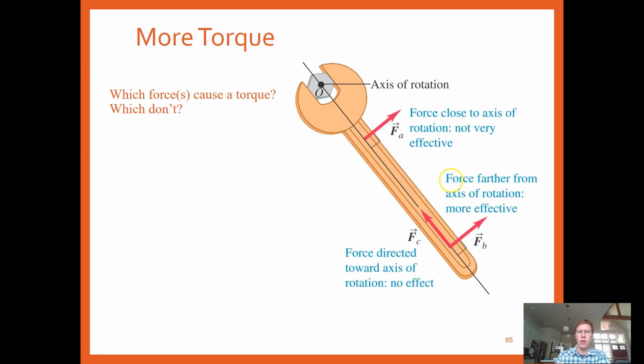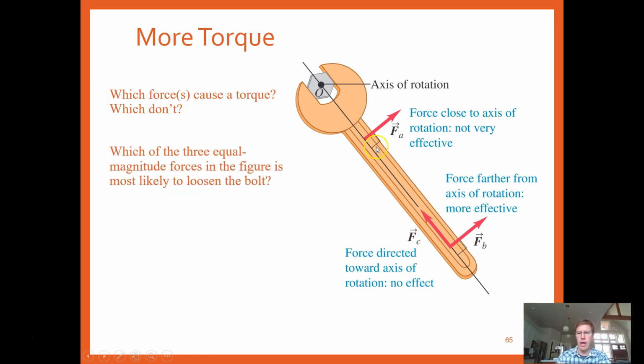Okay? Cool. So here's 3 forces, A, B, and C. Which of these forces generates a torque? Which one doesn't? I'm guessing you figured out already A and B both generate positive torques on this bolt here as you're trying to loosen it, lefty-loosey, right? And FC does not, because its line of action runs through the axis of rotation.